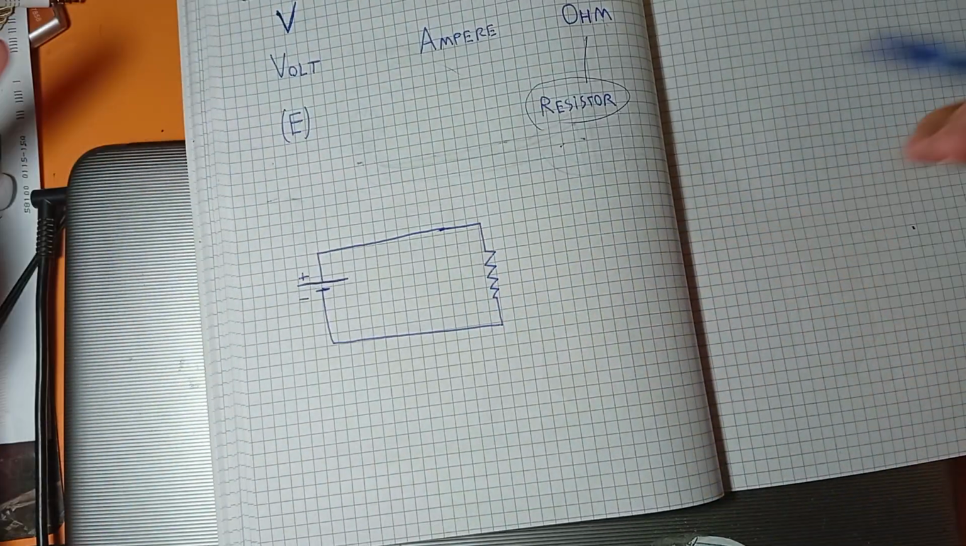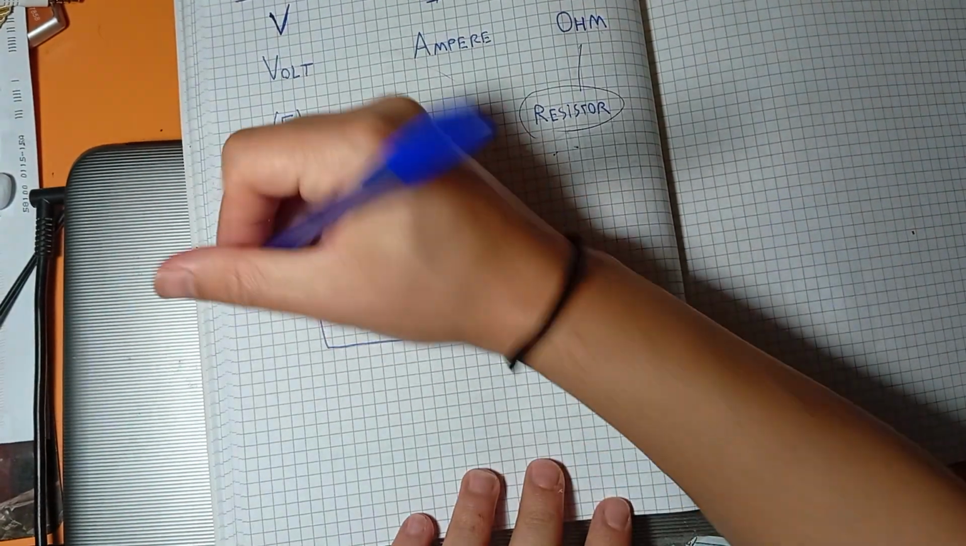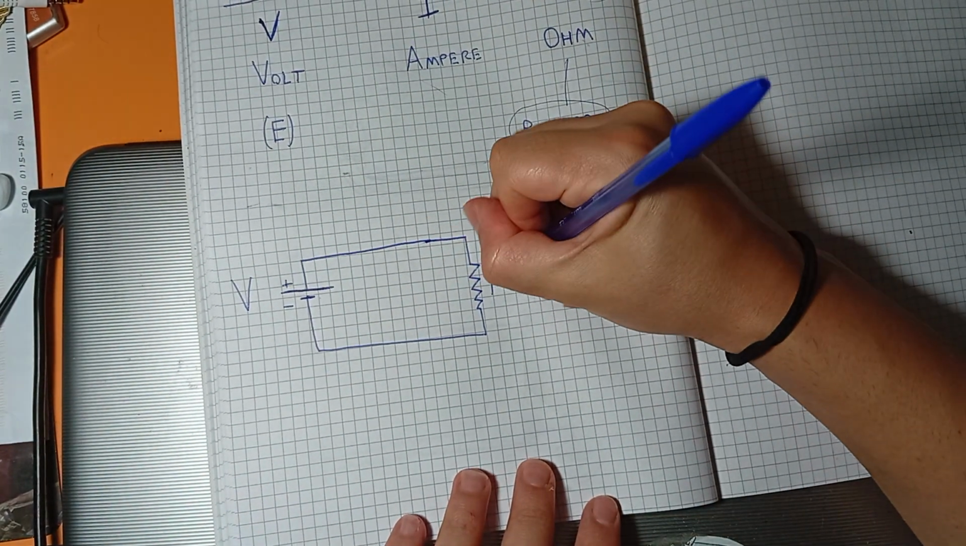So this is a very simple circuit. We have the generator here. We can call it V or we can call it E. And the resistor here.